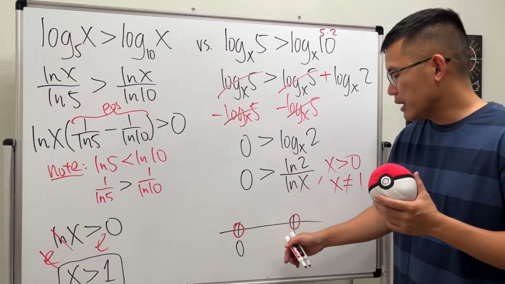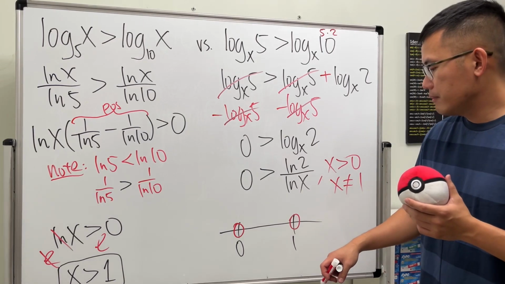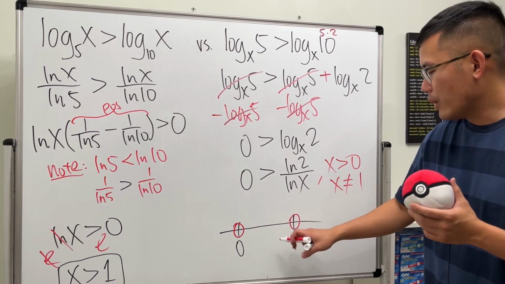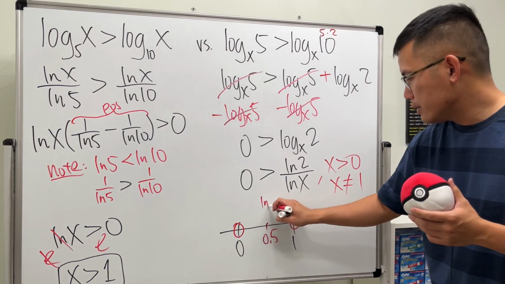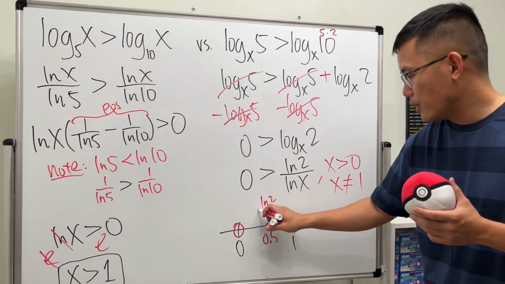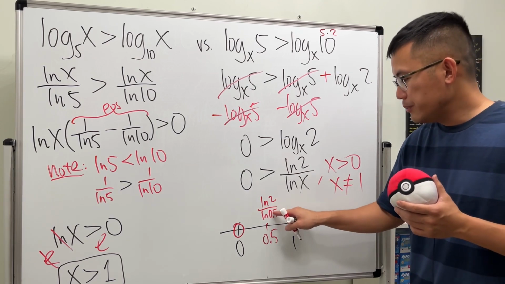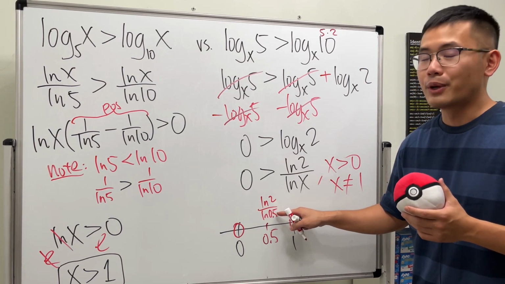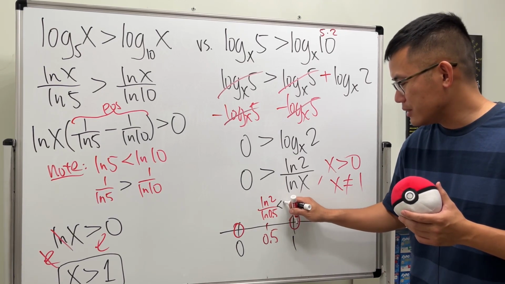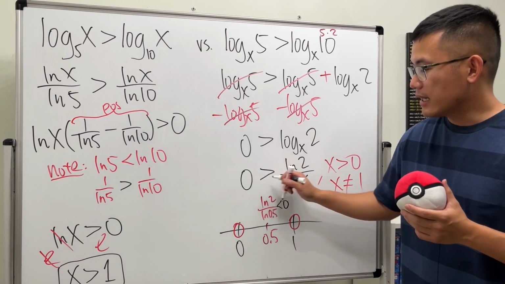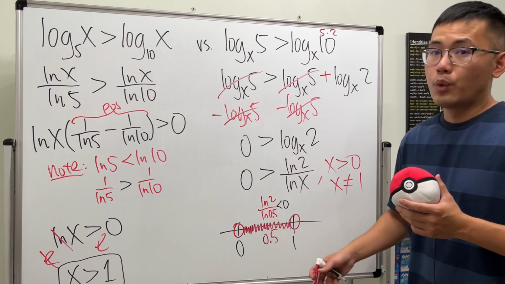And then you can plug in a number. Let's say a number in between 0 and 1, let's say 0.5. Plug into here: ln 2 is positive, over ln 0.5, which is negative because the input is less than 1. So this right here is actually less than 0, and that's exactly what we're looking for. Therefore, this piece is what we want.